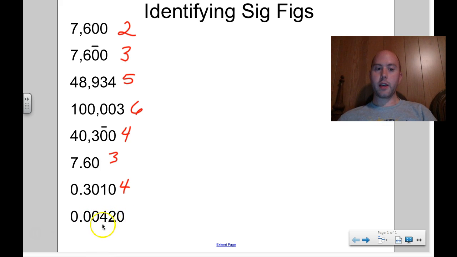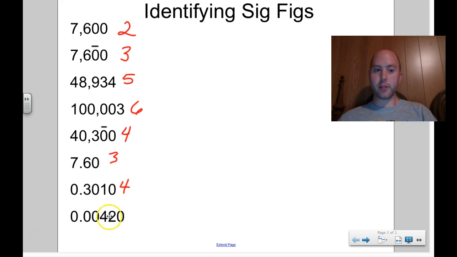0.00420. Okay, again, I have 2 sig figs here, 2 non-zero digits. That's an easy one. This 0 has no bar over it. It's not between sig figs. It's on the left-hand side. Does not count. This 0, no bar. It's not in between sig figs. Yes, it is to the right-hand side of the decimal, but it is not, I repeat, it's not to the right-hand side of a sig fig. So this 0 does not count.